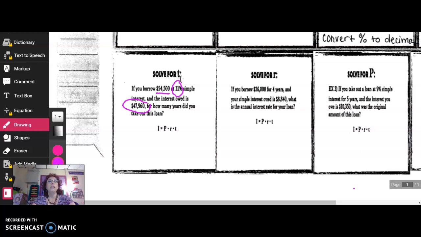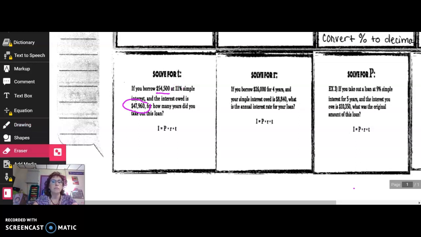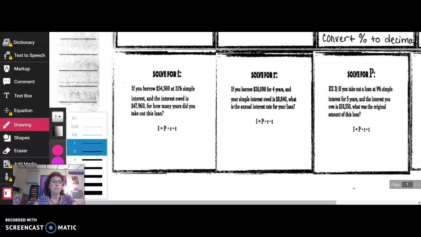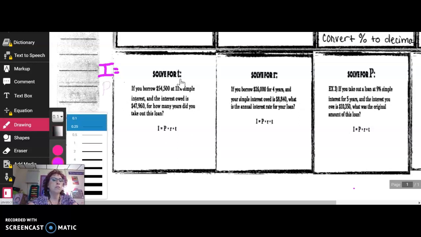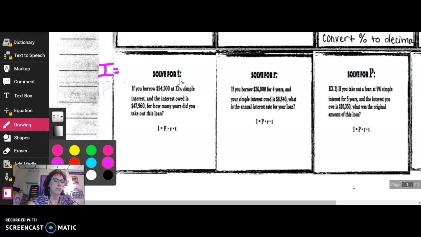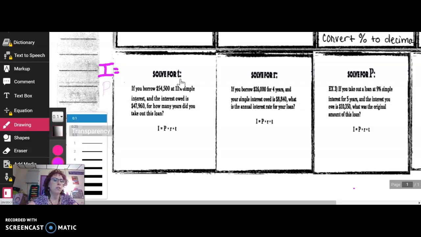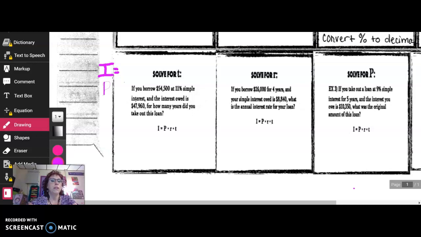So one thing that I want you to do that will help keep you organized is to identify all of the different parts: interest, principal, the rate, written as a decimal, and the amount of time in years.